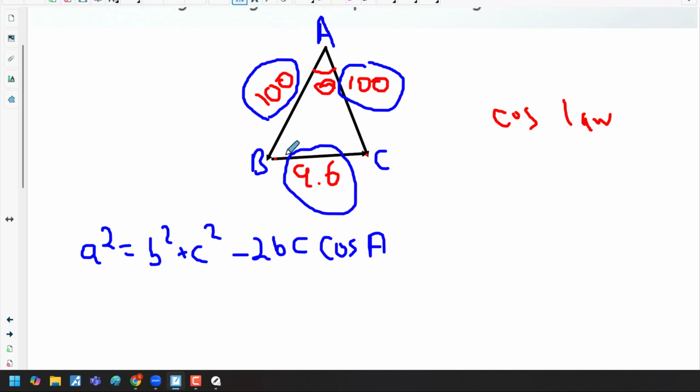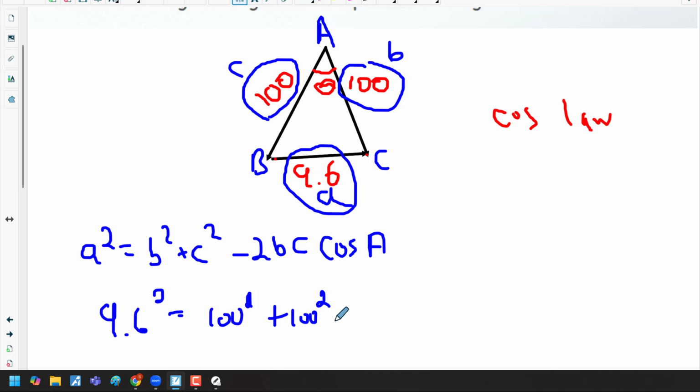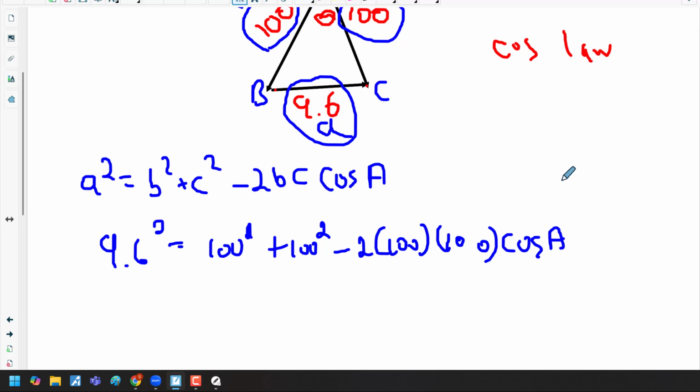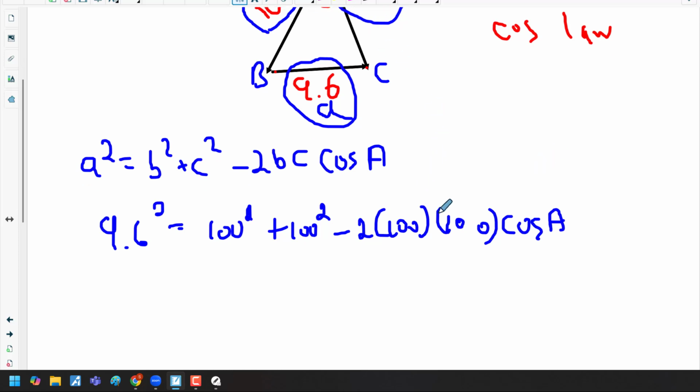And now you just plug in the values. That's it. We know that this is lowercase a. This is lowercase c, and this is lowercase b. So this is going to be 9.6 squared equals 100 squared plus 100 squared minus 2 times 100 times 100 times cos. And we don't know our angle, so that's going to be written as A. Or if you want to write it as theta, the symbol, circle with a dash, that's fine too.